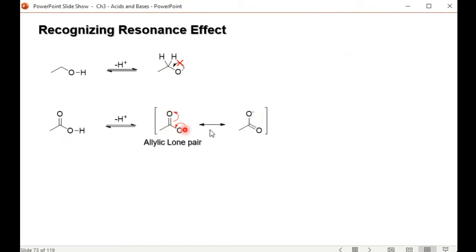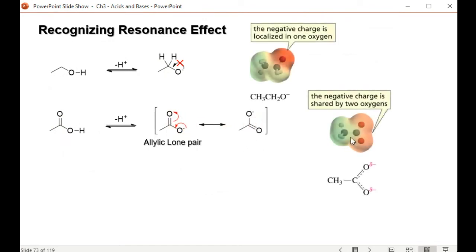Here we go. So you get 2 resonance forms. There's no doubt that if you look at this structure right here, they call it an electron potential map or something like that, it shows that the red color is where electrons are being shared between 2 oxygens. In the case of ethoxide here, the electrons just stay on that oxygen. And there's no doubt carboxylic acid is a stronger acid than an alcohol. pKa 5, pKa 16. Okay.